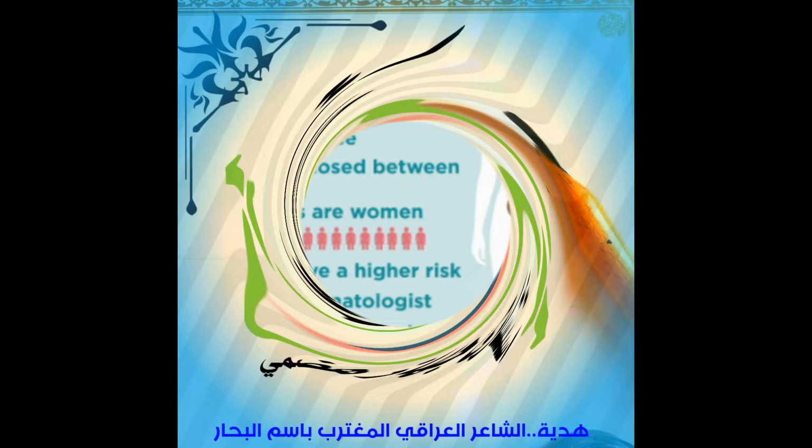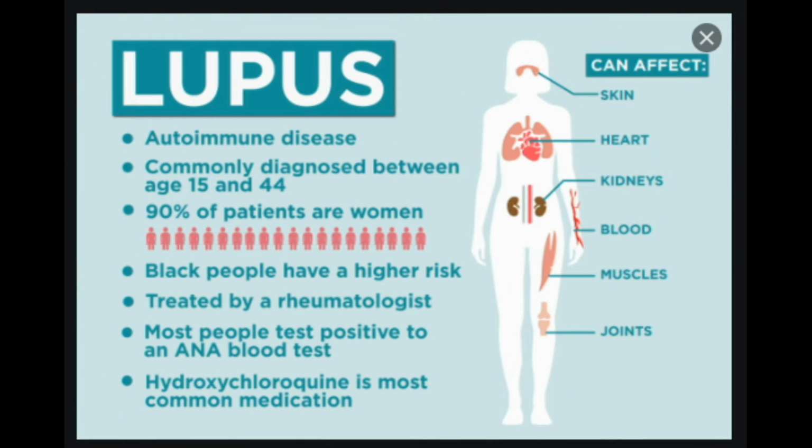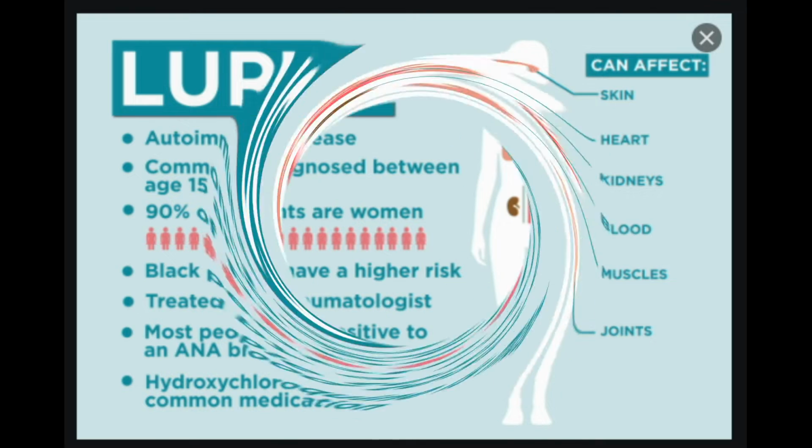Systemic lupus erythematosus, SLE, equals lupus, is an autoimmune disease characterized by acute and chronic inflammation of various tissues of the body. Autoimmune diseases are illnesses that occur when the body's tissues are attacked by its own immune system.